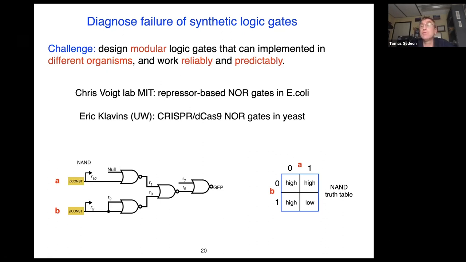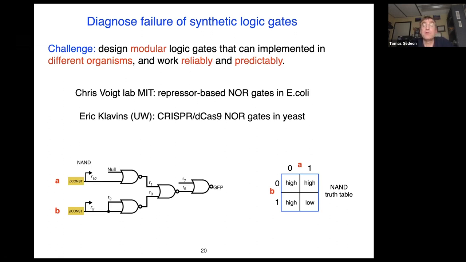And I would like to design a circuit here in a way that the GFP at the very end, the green fluorescent protein, is going to shine or not shine. That's the output here. And I would like to get the truth table implemented, which is on the right, which is a NAND gate, i.e. I would like to get high expression of GFP in three conditions and low in the other one condition.